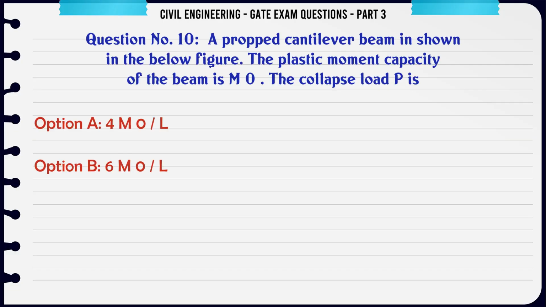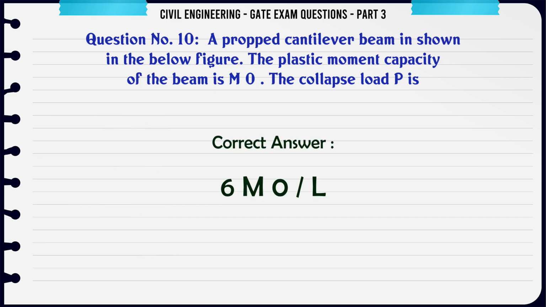A propped cantilever beam is shown in the below figure. The plastic moment capacity of the beam is M0. The collapse load P is A. 4 M0/L, B. 6 M0/L, C. 8 M0/L, D. 12 M0/L. The correct answer is 6 M0/L.